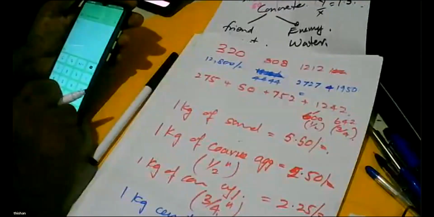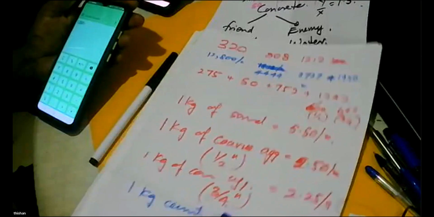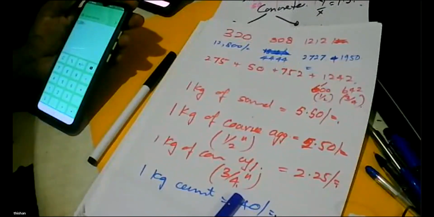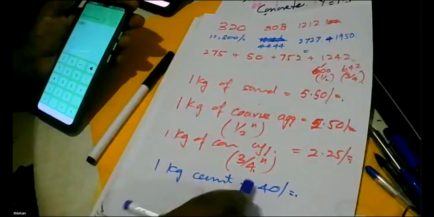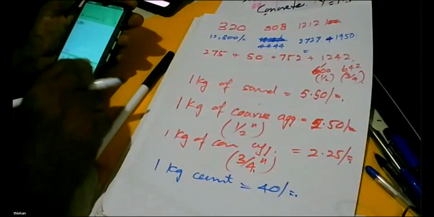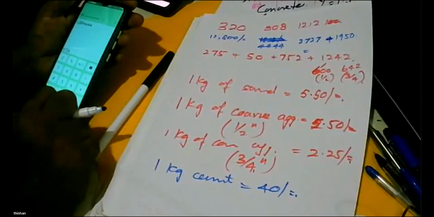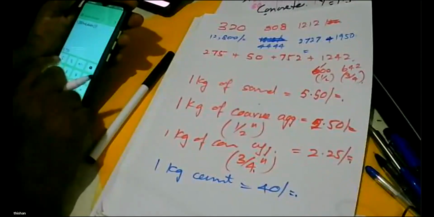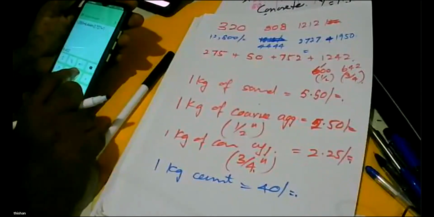So the answer is 12,800 plus 4444 plus 2727 plus 1950.